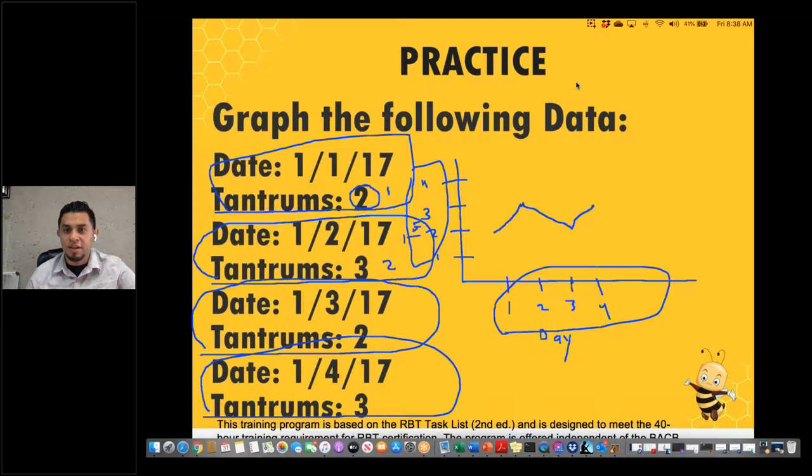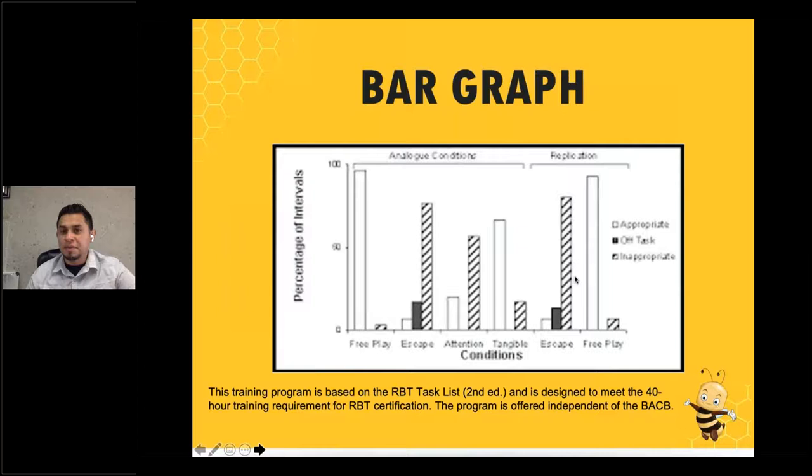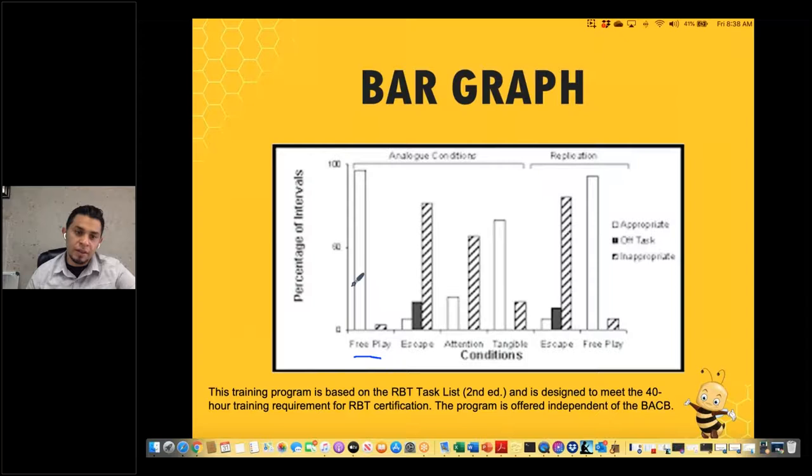And then we can also use bar graphs. Bar graphs is something that some of our supervisors may use. Here, basically, we have 3 plays, and this is percentage of intervals. So we see the percentage for this particular behavior in the free play is very appropriate, which you see here in the different dimensions: appropriate, off task or inappropriate. I'm sorry, the image is not very clear. So the individual here, when they're engaging in free play, demonstrate higher levels of appropriate behavior.